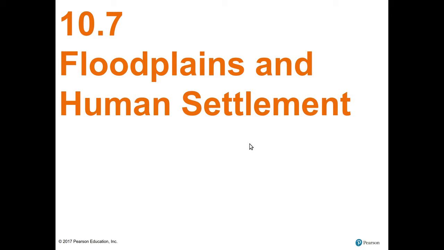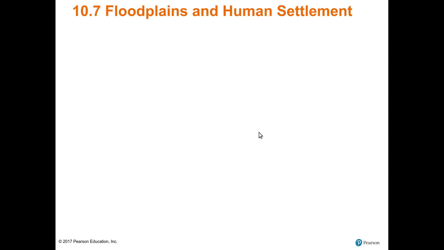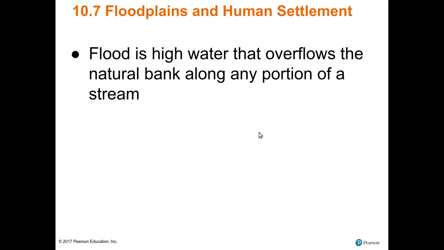Floodplains and human settlement. I mentioned people like to live in floodplains because there's good agriculture. That's the good news. The bad news is floodplains flood. So the definition of a flood is high water that overflows a natural bank. In fact, just before the flood, when the river is full from bank to bank, the technical term for that is bankfull discharge. All one word, bankfull. It's the amount of discharge that a stream can handle before it overflows.